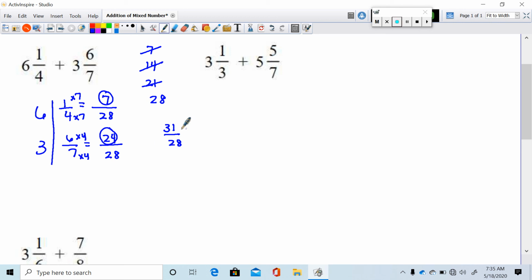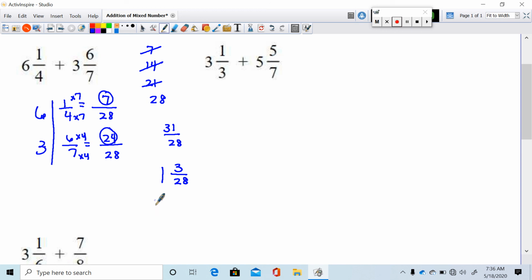Now this is an improper fraction because the number on top is largest. So we have to change it to a mixed number. So what you want to do is keep your denominator like it is. 28 goes into 31 one time. And since there's a 1 out front, to get the numerator, all you have to do is subtract. So 31 take away 28 is 3. So that's 1 3/28.